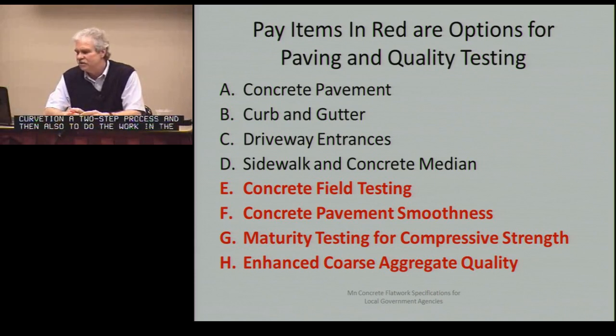The last one, H there, is an enhanced coarse aggregate quality. And we basically took the 2 DOT specifications. They have aggregates for general concrete use, and then they have aggregates for bridge construction. And that's what the enhanced coarse aggregate quality is, the aggregates for bridge construction in this state.